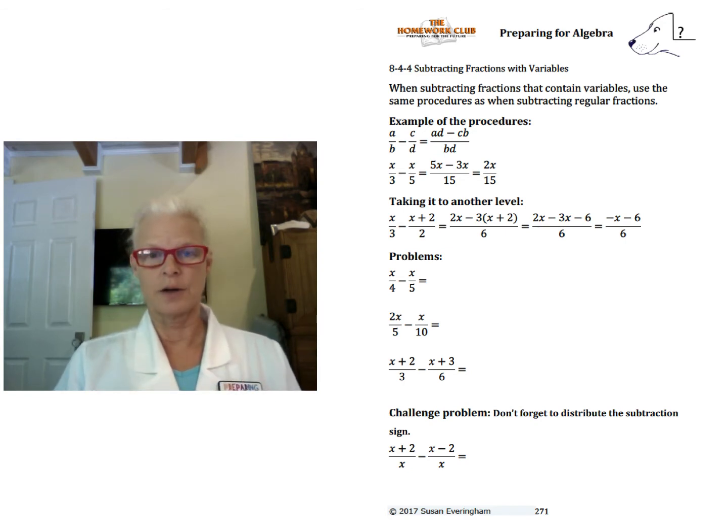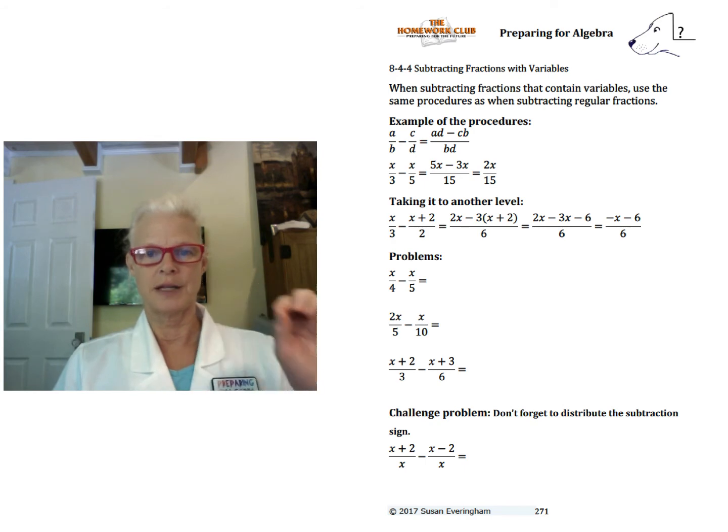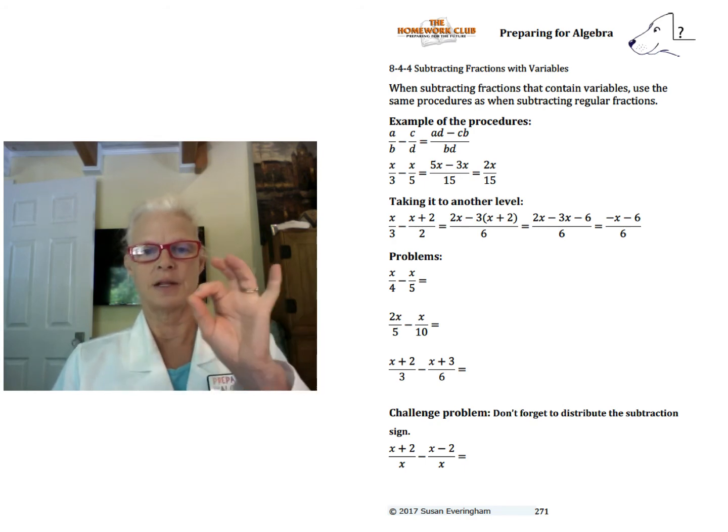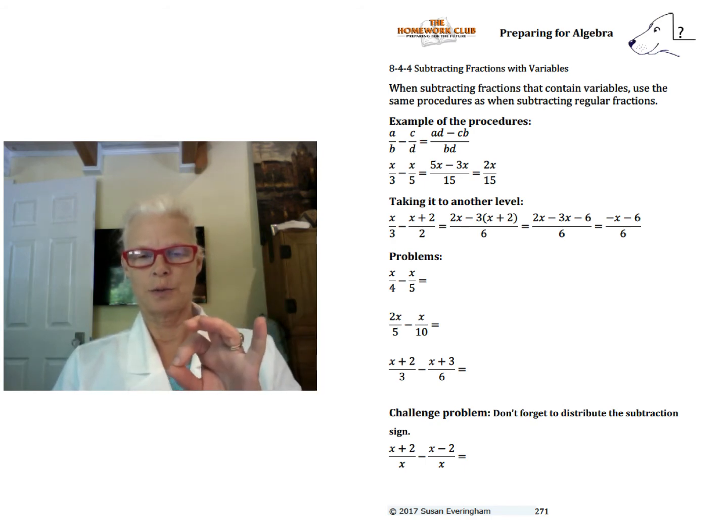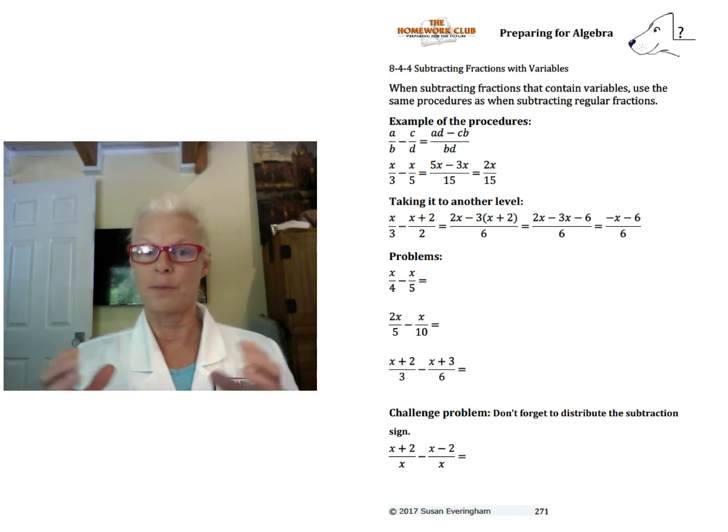Now we're going to take it to another level like we did the addition. We're going to have a binomial here, and we've got the common denominator with a denominator 3 and 2 is 6. So we're going to multiply 2 times the x and 3 times the binomial x plus 2. And then we're going to subtract it all. So 2x minus 3x minus 6 over 6. And then combine terms, minus x minus 6 over 6.